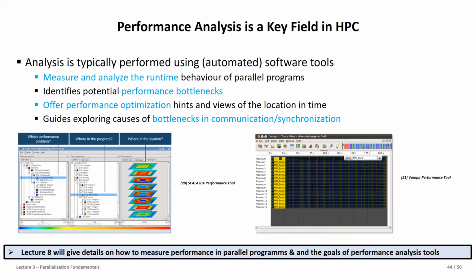But performance analysis tools come to the rescue, like Scalasca or Vampire, for instance. These are tools we will learn in lecture 8, where you will also learn to think about the bigger picture, about communication, which performance problem there is, and where it actually is in the system, in the mapping to the real HPC resource. Or is it an MPI problem, a communication problem from programming it wrongly, which we can detect with Vampire.